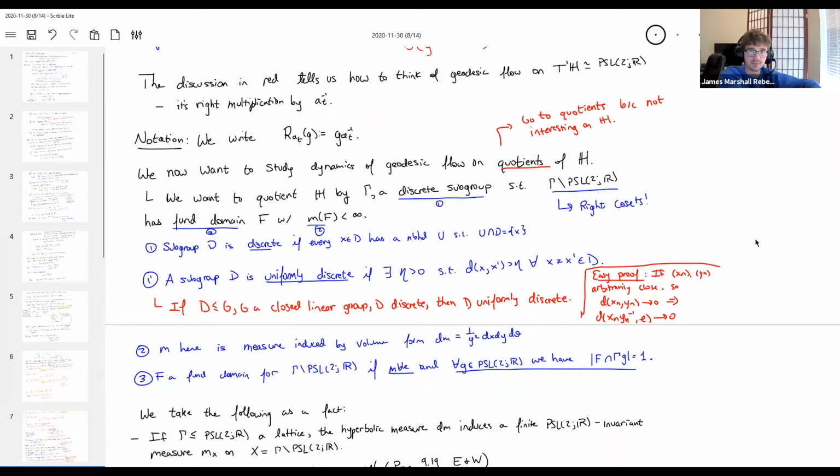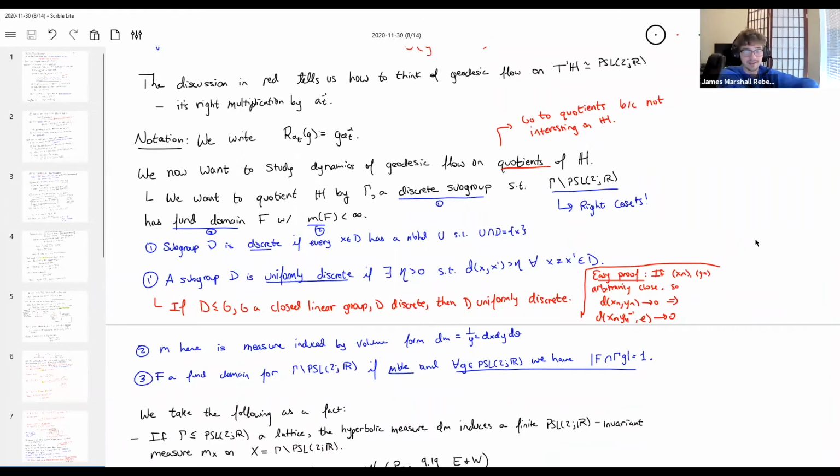So we want to quotient H by a discrete subgroup, or sorry, a lattice, which I define because I'm still new to this stuff. A lattice is a discrete subgroup of PSL2R such that the quotient has fundamental domain with finite measure, which implicitly has a lot of words built in here. So hopefully recall that a discrete subgroup is a subgroup such that its subspace topology is discrete. Or another way to think about it is that for every point X in your subgroup, there exists a neighborhood that intersects just that point.